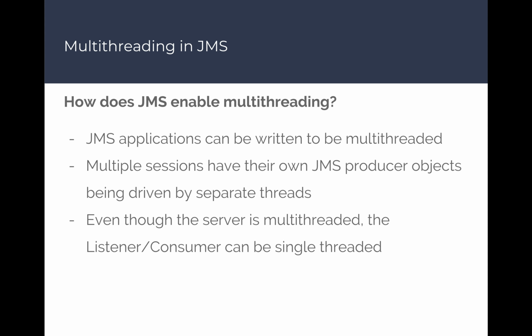So how does JMS enable multi-threading? So basically, JMS applications can be written to be multi-threaded, and multiple sessions have their own JMS producer objects being driven by separate threads. And it is important to note that even though the server is multi-threaded, the listener or consumer can be single-threaded.